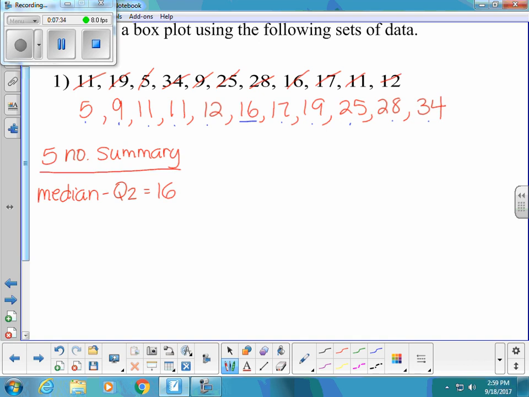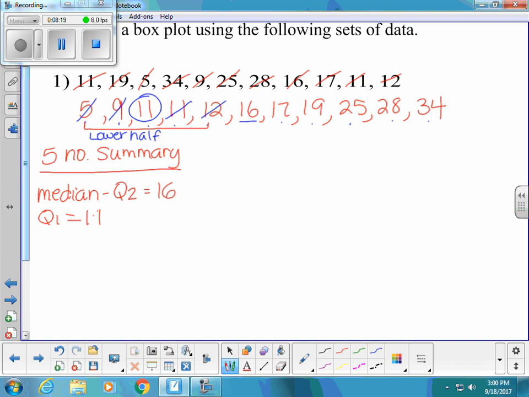Then what you want to do is you want to take the lower half of the numbers. That's from 5 to 12. You don't count the 16. And that's called your lower half of the data. And we're going to use those numbers now, and we're going to find the median of those numbers, and that's how we're going to get Q1. Okay, so again, now it's okay to cross them off. This is the last time we're going to use those numbers. So beginning, and 11 came out to be the middle. And that's going to be Q1.